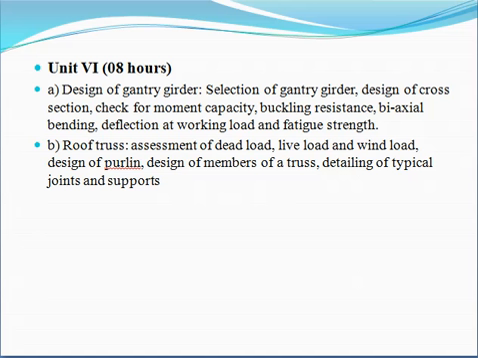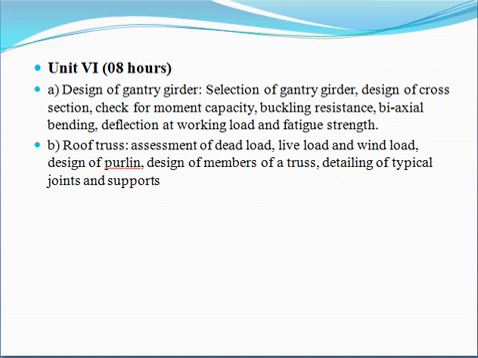Gantry girder is mostly used in industrial buildings or industrial sheds for heavy load structures. Selection of gantry girder, design of cross section, check for moment capacity, buckling resistance, biaxial bending, deflection at working loads, and fatigue strength. This is all about the design of the gantry girder.